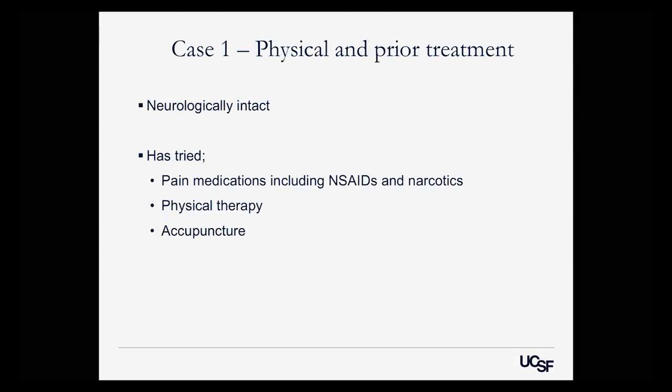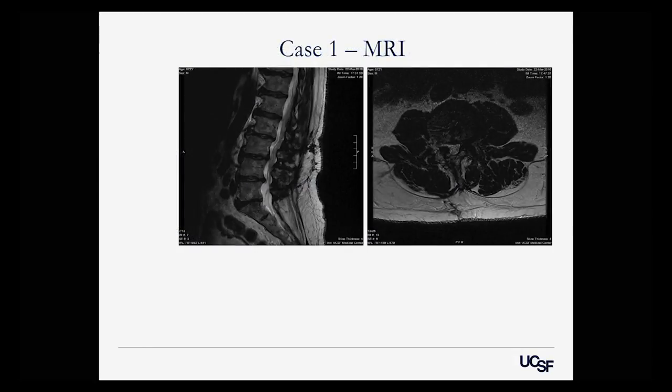He's neurologically intact. He's tried everything. He's tried pain medication, physical therapy, and acupuncture. And this is what his spine looks like. So multiple levels of degenerative disc disease, multiple levels of bulging discs. And even in spite of the operation that he had in the past, he still does have levels where there is a little bit of pressure around those nerves.